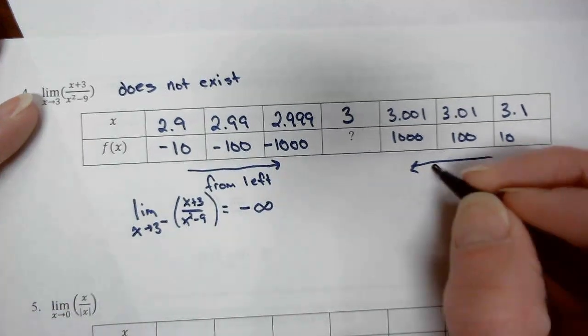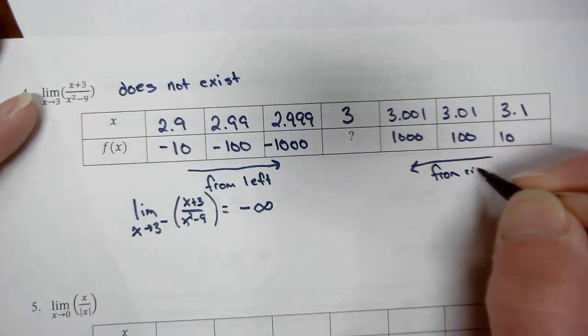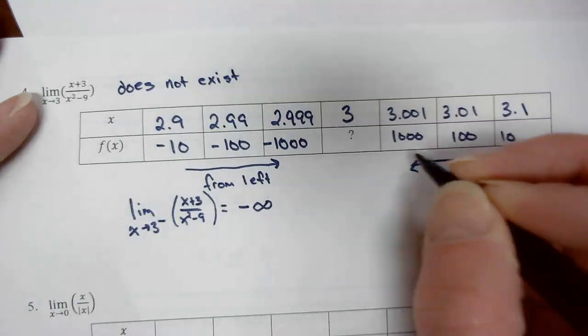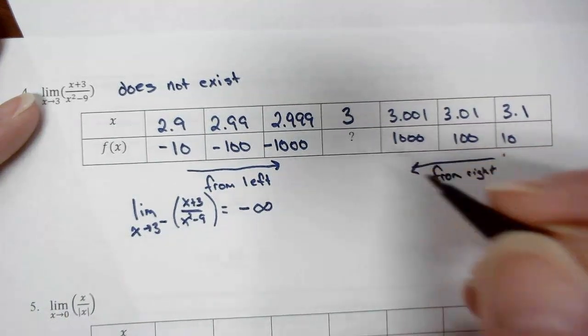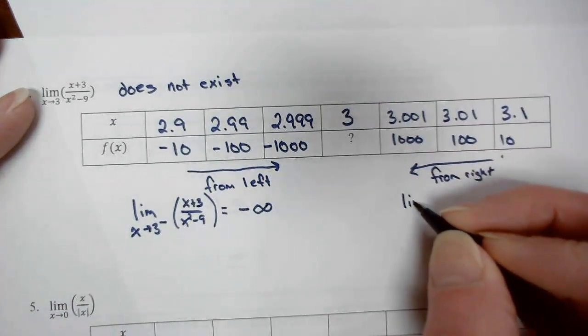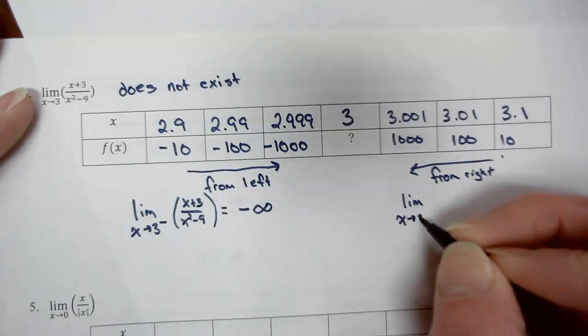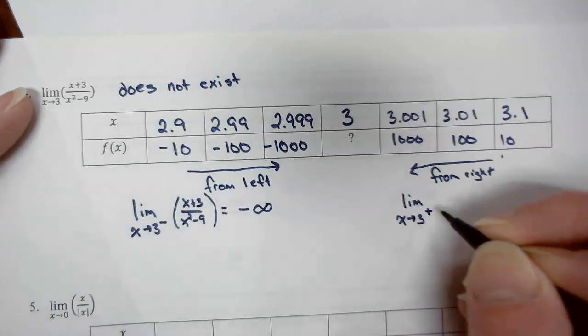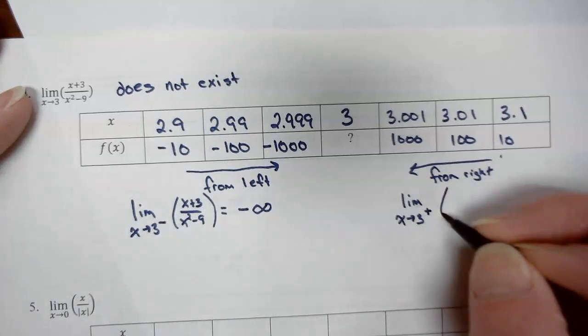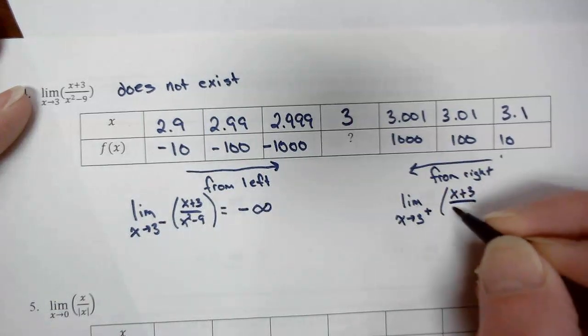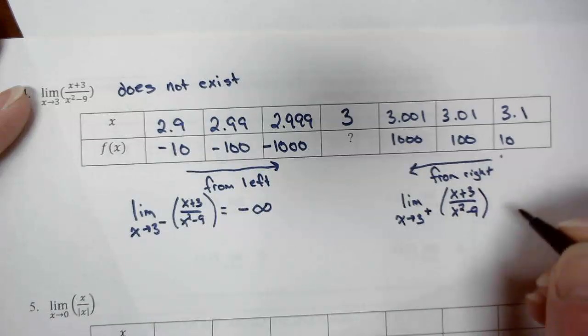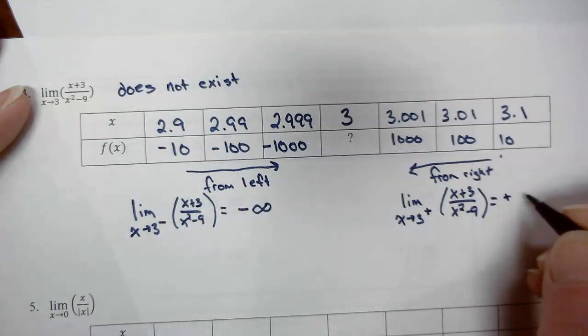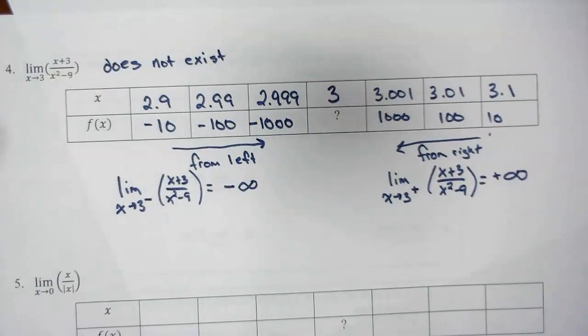Ooh. Okay, this side, if we come in from the right, so we're looking here, we go 10, 100, 1,000. We keep getting bigger and bigger and bigger. So the limit as x approaches 3 from the right, so I'm going to say from the plus side, is approaching positive infinity. So we can actually approach negative infinity or positive infinity.